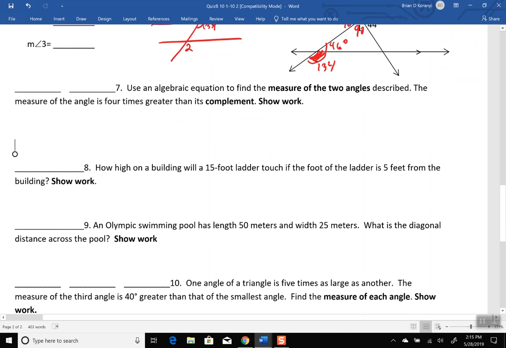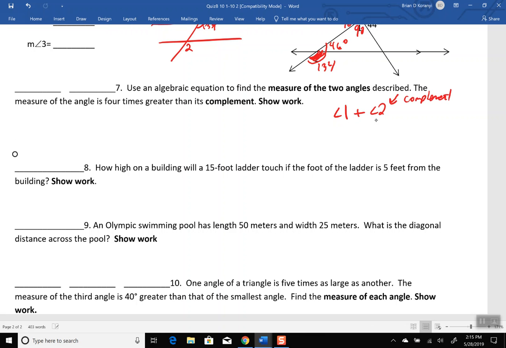Use an algebraic equation to find the measure of two angles described. The measure of an angle is 4 times greater than its complement. So if I have one angle, angle 1, and its complement, say angle 2, and angle 2 is angle 1's complement, it's the angle that when I add it to angle 1, it's going to equal 90 degrees.